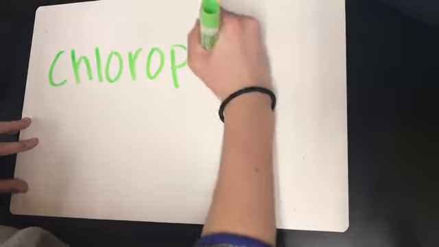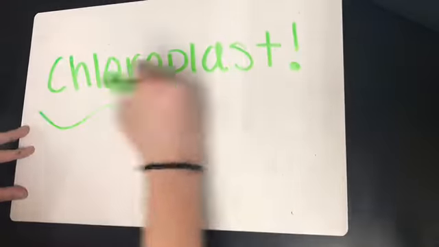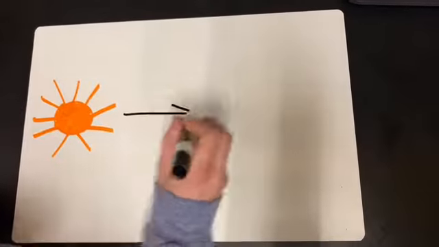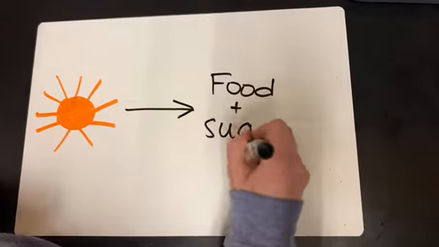Now that we've talked about why plants are green, let's take a deeper look at the part of the plant that holds the color, the chloroplast. Chloroplasts work to change light energy into food, more specifically sugars for the plant. This is also known as photosynthesis. It's what makes plants have their green color.